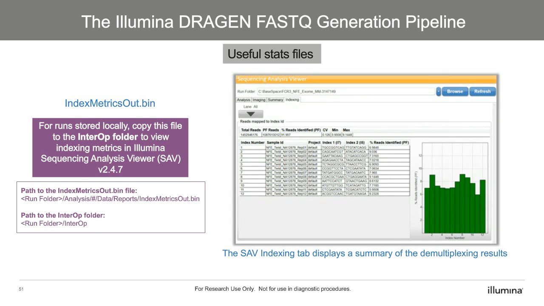So here we have the Sequencing Analysis Viewer, and we're showing the indexing tab that gets populated from the index metrics out.bin. For local runs that use local storage, the indexing QC metrics can be viewed in SAV. To view them in SAV, we have to do the following steps. We're going to copy the index metrics out.bin file from the reports folder to the level of the interop folder. The reports folder path is going to be inside of the run folder, Analysis, Data, the number, Reports, and we're going to copy that index metrics out.bin file and move it into the interop folder, which is going to be inside of the run folder. Then you're going to launch SAV and browse to that run, and you'll be able to populate that tab.